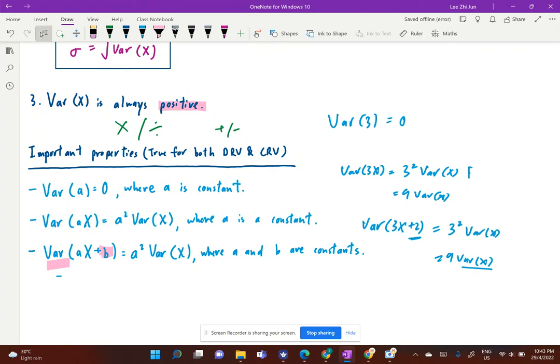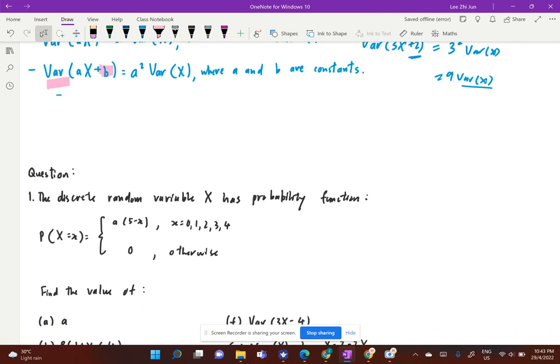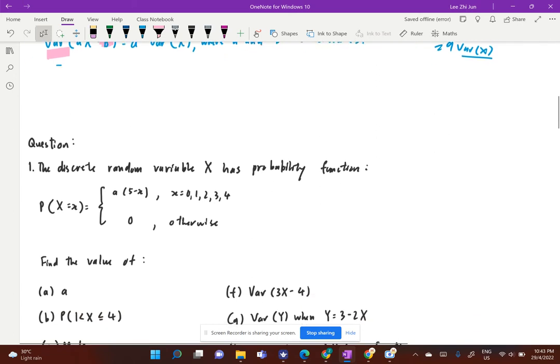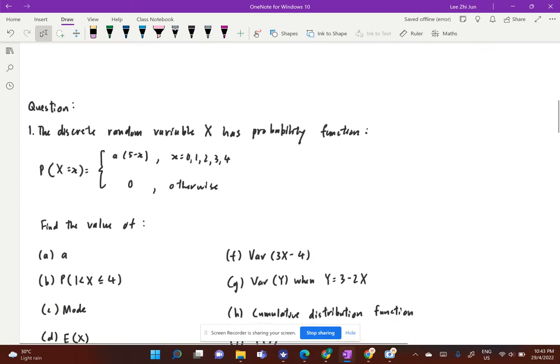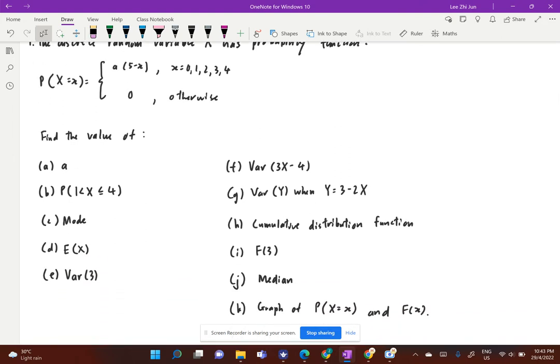So let's go to the question. This is the big question as it includes all of the things we learned. The discrete random variable X has a probability function. First, find the value of A. You have 11 things to find. So first we look at A. As you know, the sum of the probabilities will be 1, so you just sum all up. The A I just take out because they are the same.